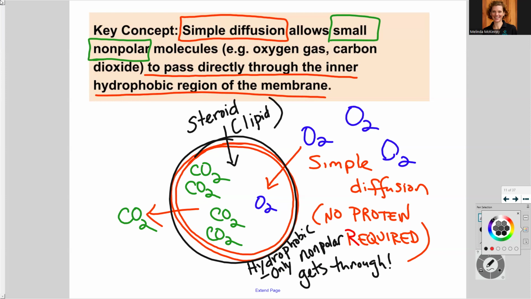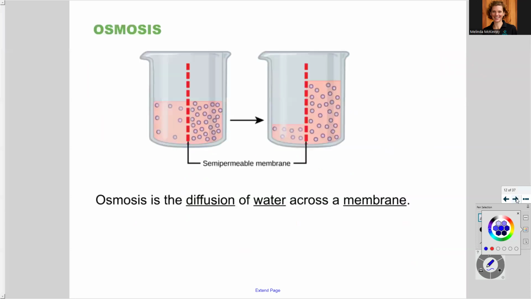Now, I am going to make one exception, and the exception is water. So a little bit of water can get through. But other than that, everything else needs to be non-polar. Okay, when water diffuses across a membrane, it has a special name. It's called osmosis. Osmosis is the diffusion of water across a membrane.